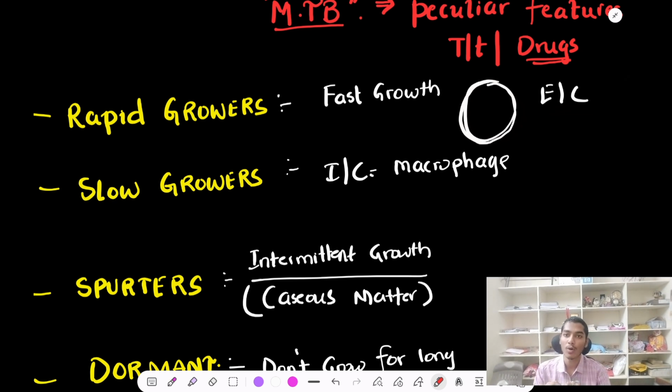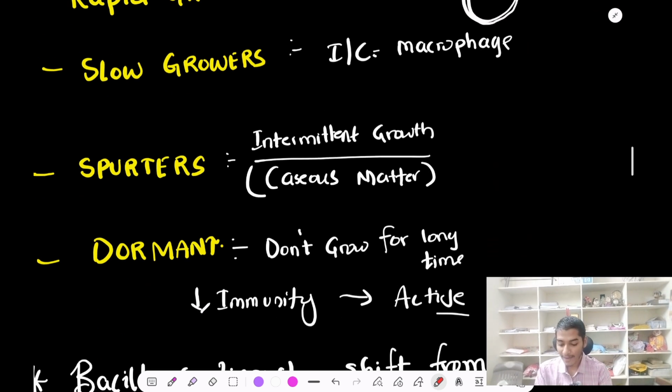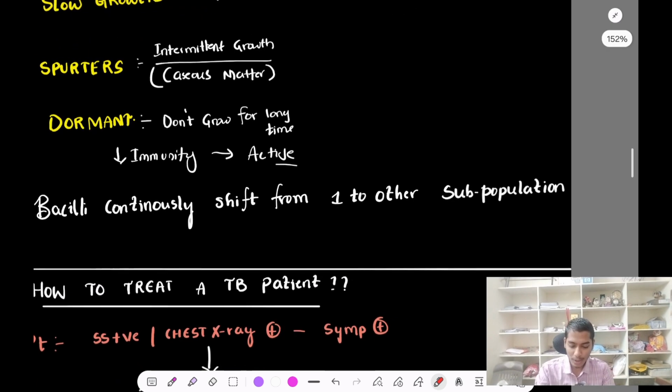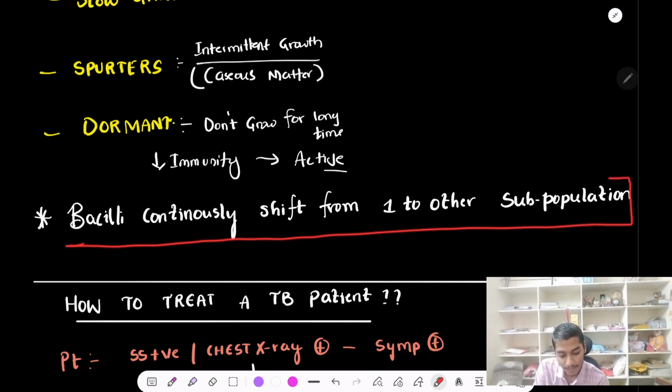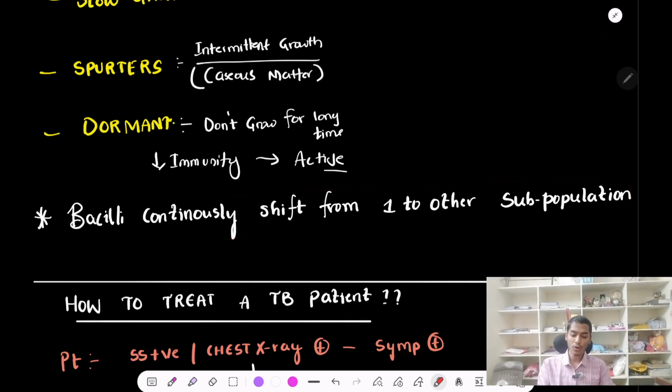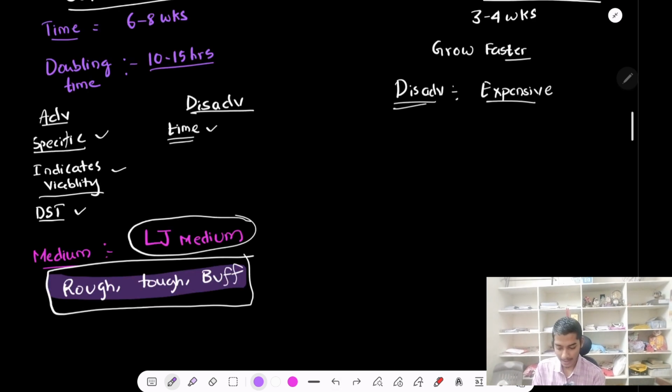Then we have intermittent growers or spurters. These are very important. These are present in the caseous necrotic matter that we have. Then we have the dormant forms. They do not grow for a long time, and then there is a time when it gets activated. That is decreased immunity. When the immunity is decreased, these dormant forms become active and cause the infection. This is a very important note point to understand. The bacilli continuously shift from one population to another population.